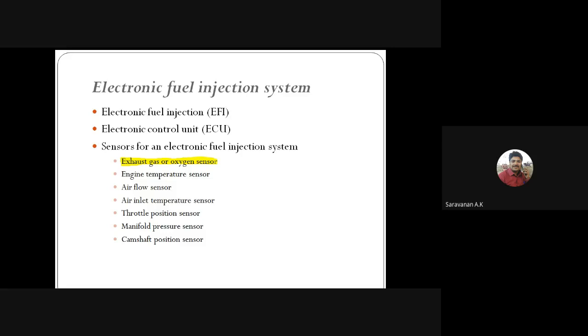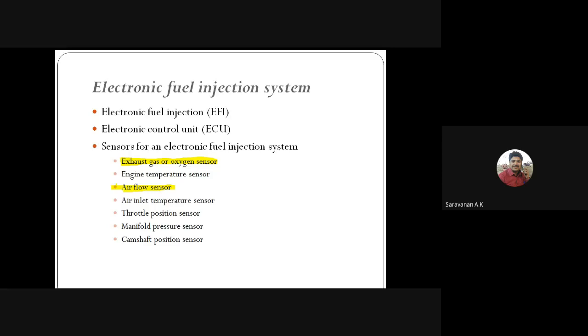Next one is the airflow sensor. It monitors the mass or the volume of the air flowing into the intake manifold. How much mass or volume of air is flowing through the intake manifold is used for adjusting the quantity of the fuel.